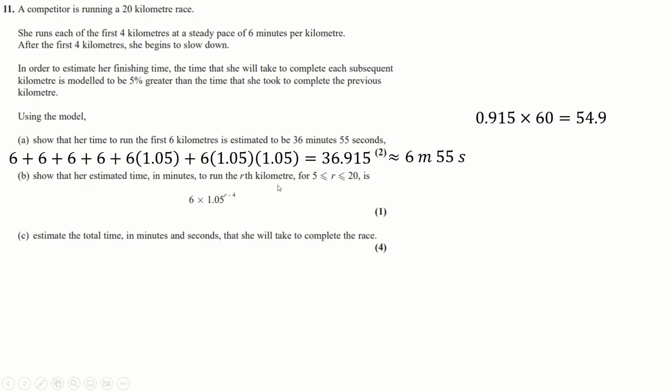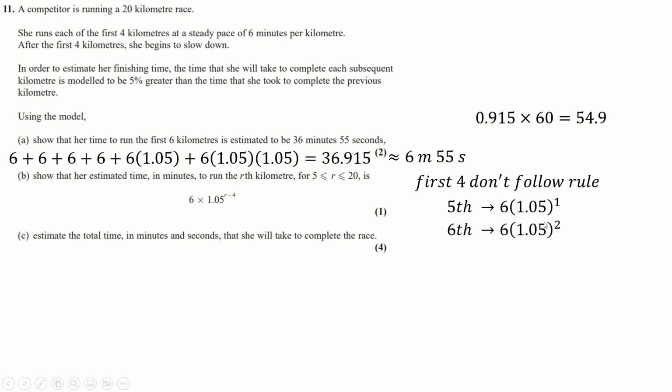Show that her estimating time for the whole thing is given by this. I had no idea what I was supposed to say in this question. But I essentially said that the first 4 don't follow any rule. They're just 6, 6, 6, 6. So then I said the 5th will follow the rule where it's 6 times 1.05 to the 1, and the 6th will be 6 times 1.05 to the 2, and therefore the rth will be 6 times 1.05 to the r minus 4, because this is 4 less each time. And I feel like that's probably enough. I think that's just what they're looking for.